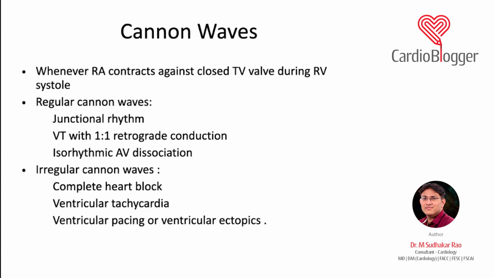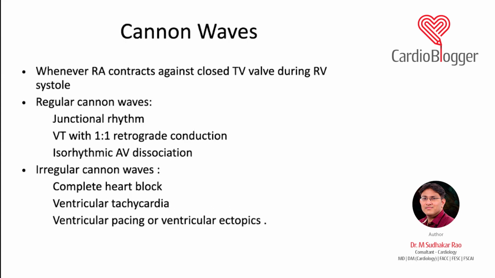So what are the causes of Cannon A waves? You should ideally divide it into regular and irregular. In all cases of ventricular tachycardia, if next time you see a patient, just see the JVP. In all cases of complete heart block, if you see an ECG, always see the JVP, and I am sure that you will never miss Cannon A waves. If it is regular, you should divide it into bradycardia and tachycardia. If it is irregular, you divide it into bradycardia and tachycardia.